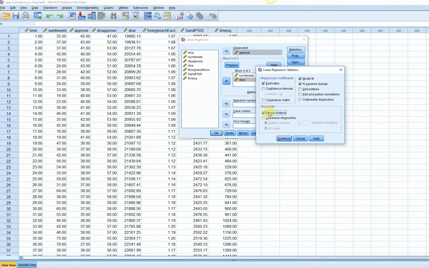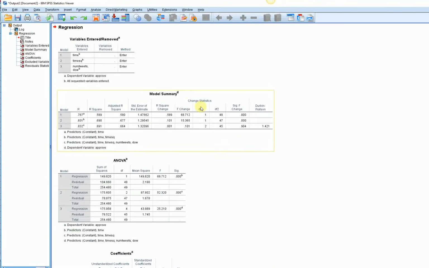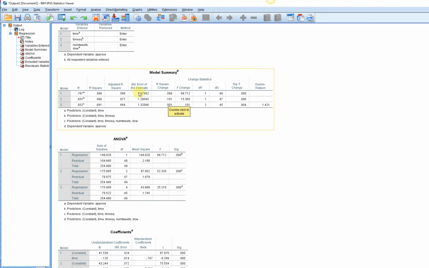I'm going to click continue and then OK, and now you can see, looking at our general model, we've got the R-square values for each of those models, and the R-square change, the change from model 1 to model 2 by adding in the quadratic trend. We're accounting for a little over 10% additional variation, and from model 2 to model 3 we're not really adding any additional variation.